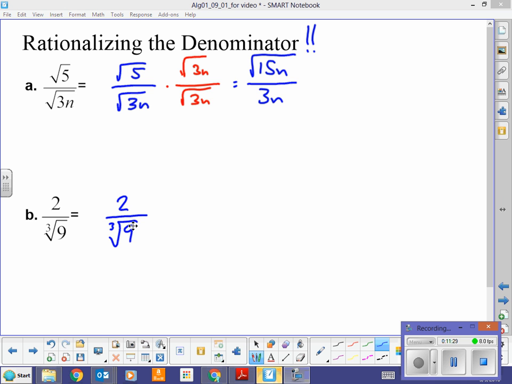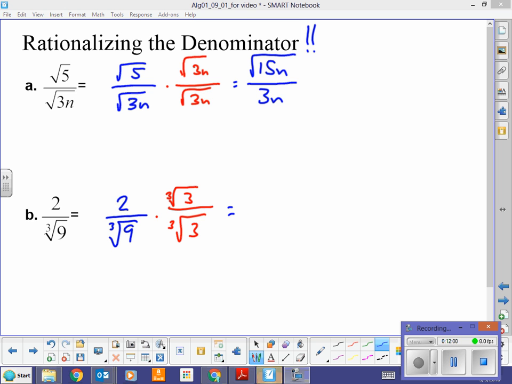Okay, we know that 9 is a perfect square. 9 is 3 times 3. So what I can do then is multiply this by another cube root of 3. Right? I have to do the same top and bottom, just like any other equivalent fraction work that we've done.